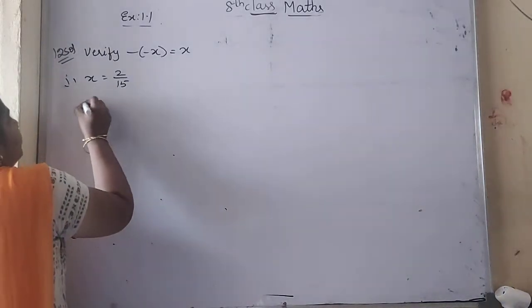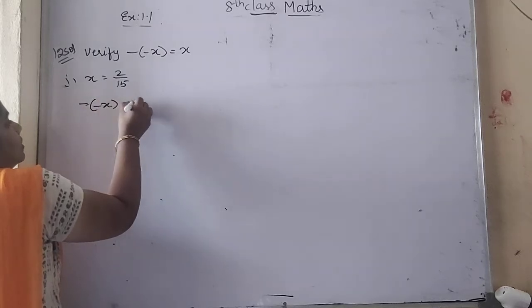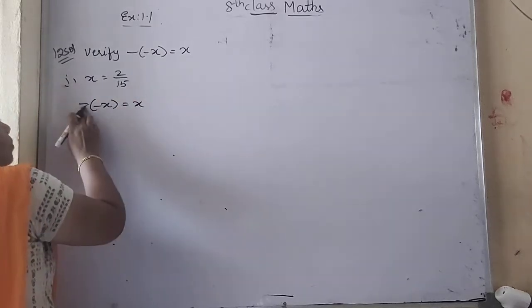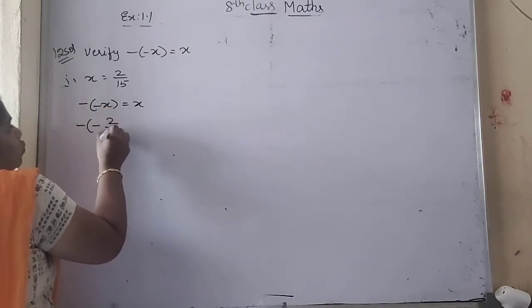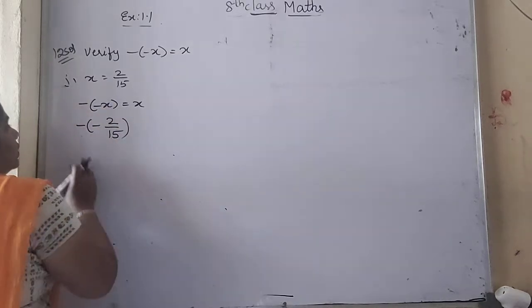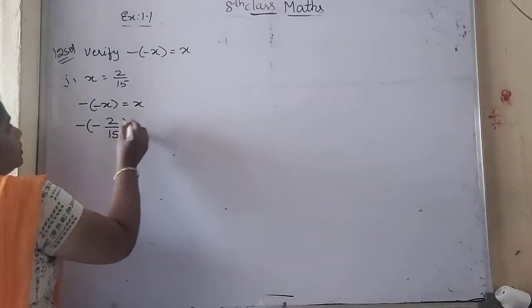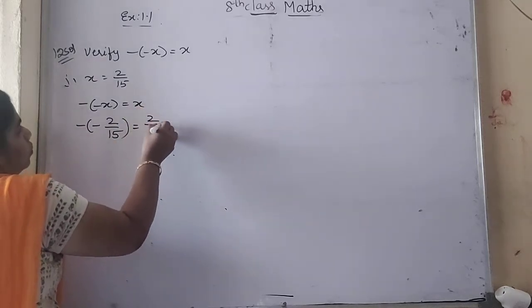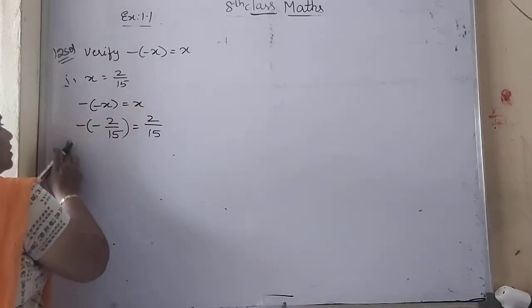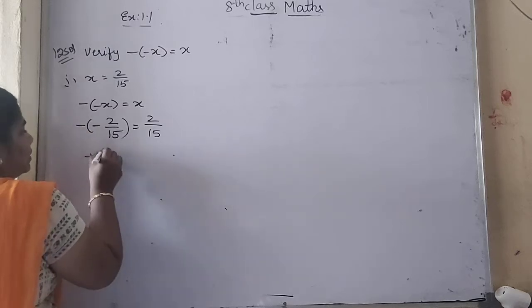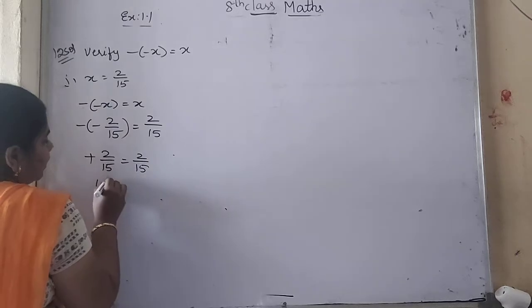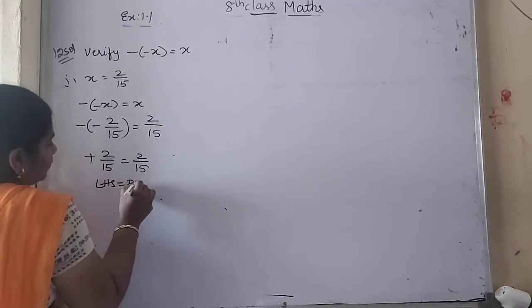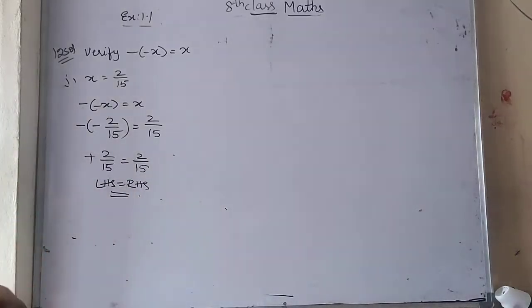So substitute here. Minus of minus x is equal to x. So minus value is how much here? Minus. X value is 2 by 15. So if you substitute minus into minus, what is the x value? 2 by 15. So solve this. Minus into minus will be plus. 2 by 15 is equal to 2 by 15. So you got the LHS value is equal to RHS value. So satisfied.